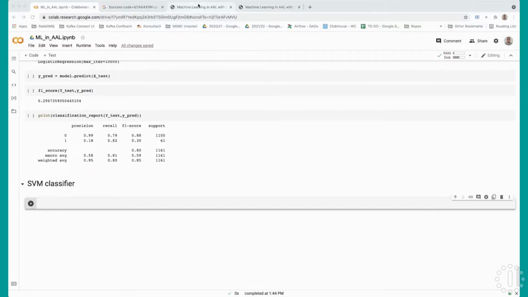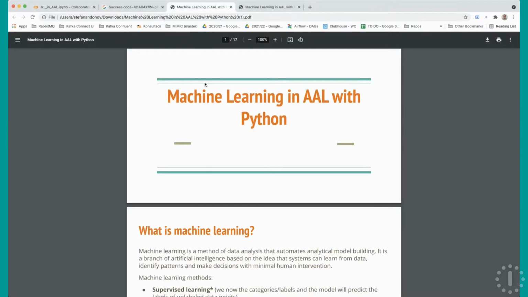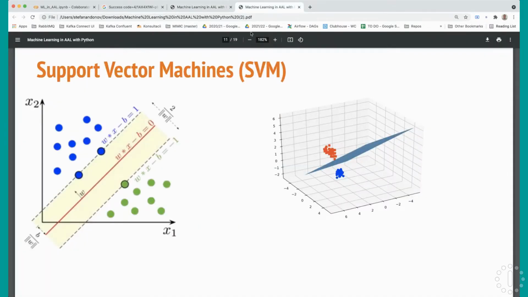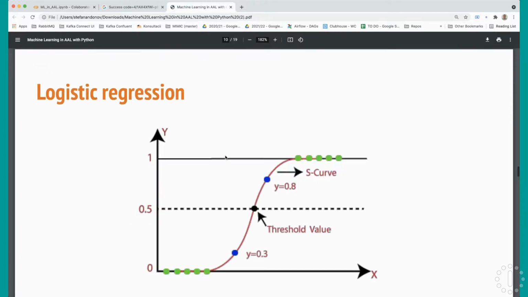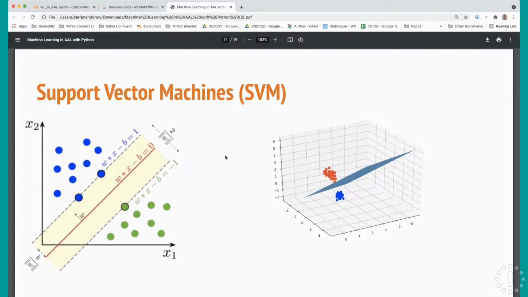In this video, we will continue with another classifier. We will continue with the support vector machine classifier. We previously saw the logistic regression. So, what is the support vector machine classifier?